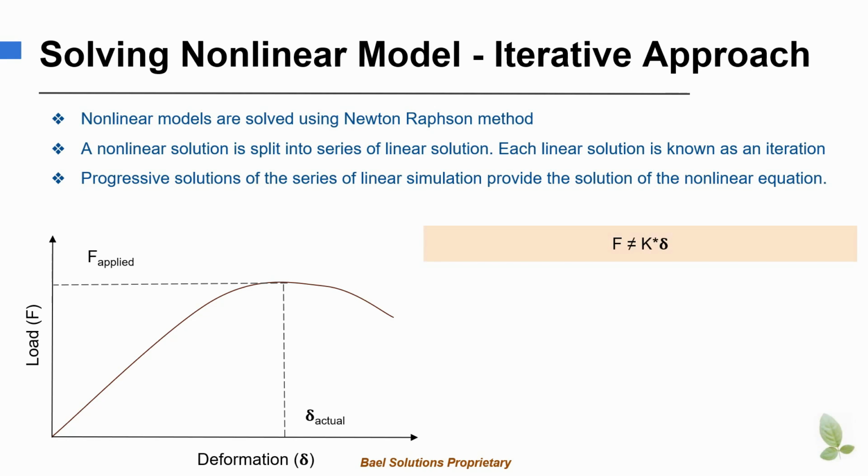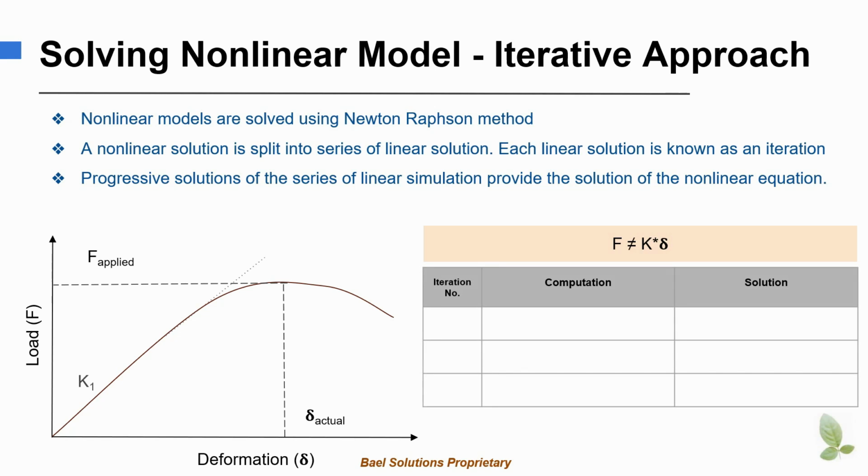Note that we cannot write a single constant stiffness K that can represent the load deformation behavior over the entire range of loading. This model is solved iteratively. In the first iteration, stiffness of the structure K1 is calculated, considering the undeformed structure. Force F applied is applied on this undeformed structure.